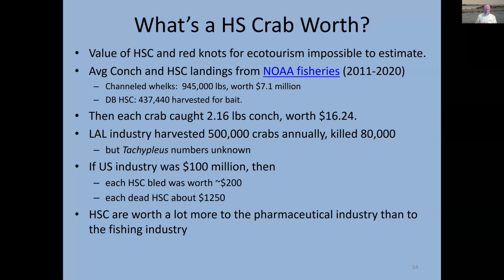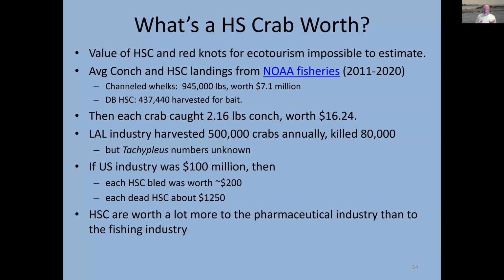The LAL industry harvested 500,000 crabs annually, maybe killed 80,000. We don't know about the Tachypleus numbers. If the US industry was worth $100 million, then each horseshoe crab bled was worth about $200, and each dead one over $1,000. So it's pretty easy to say that the horseshoe crabs are worth a lot more to the pharmaceutical industry than to the fishing industry.